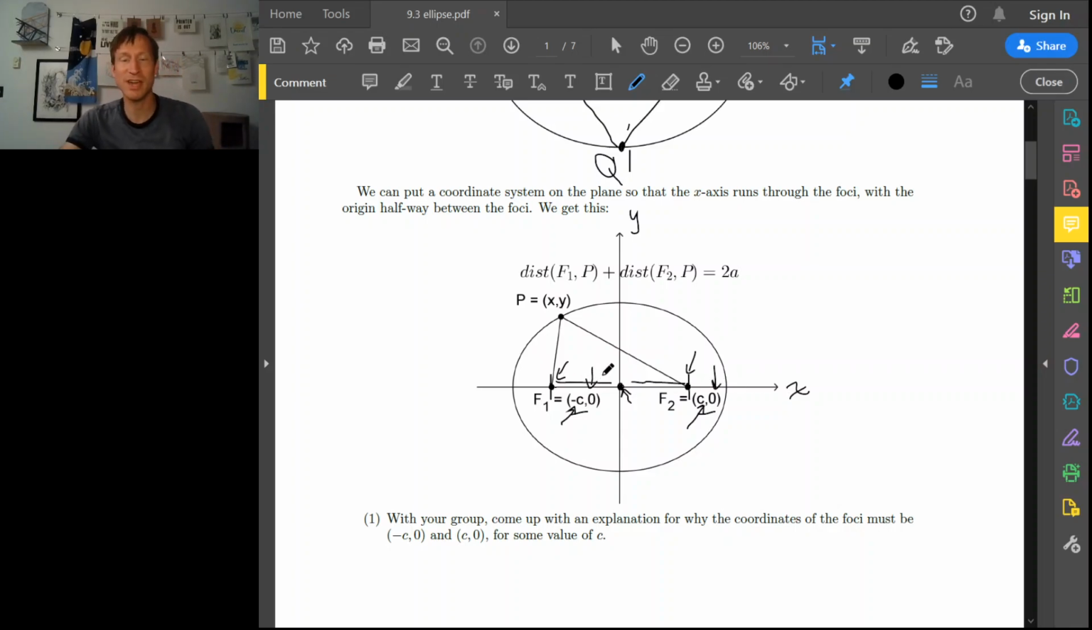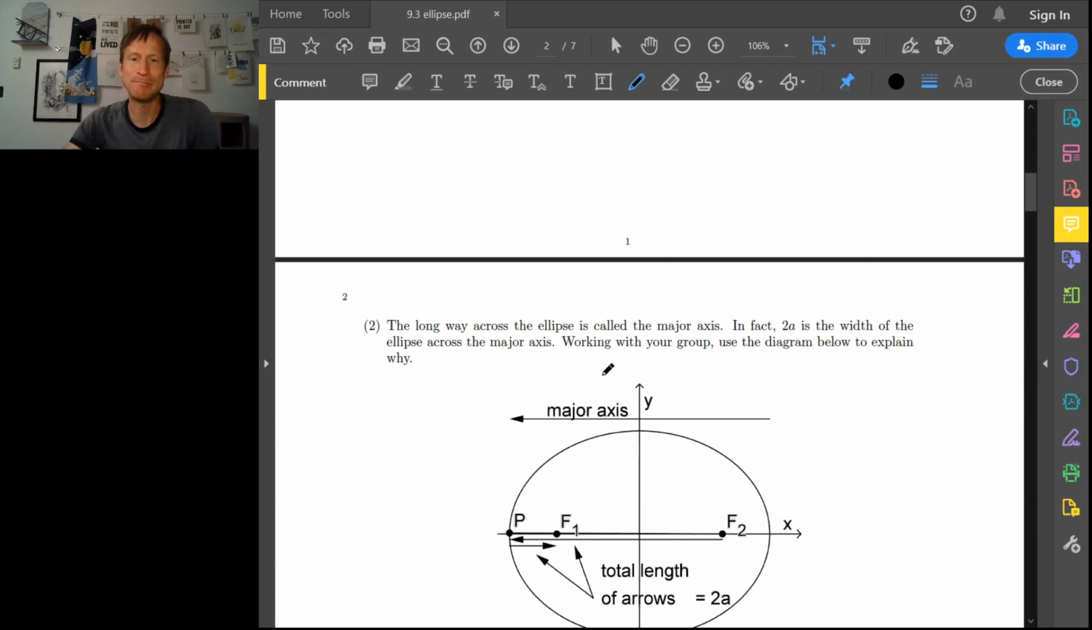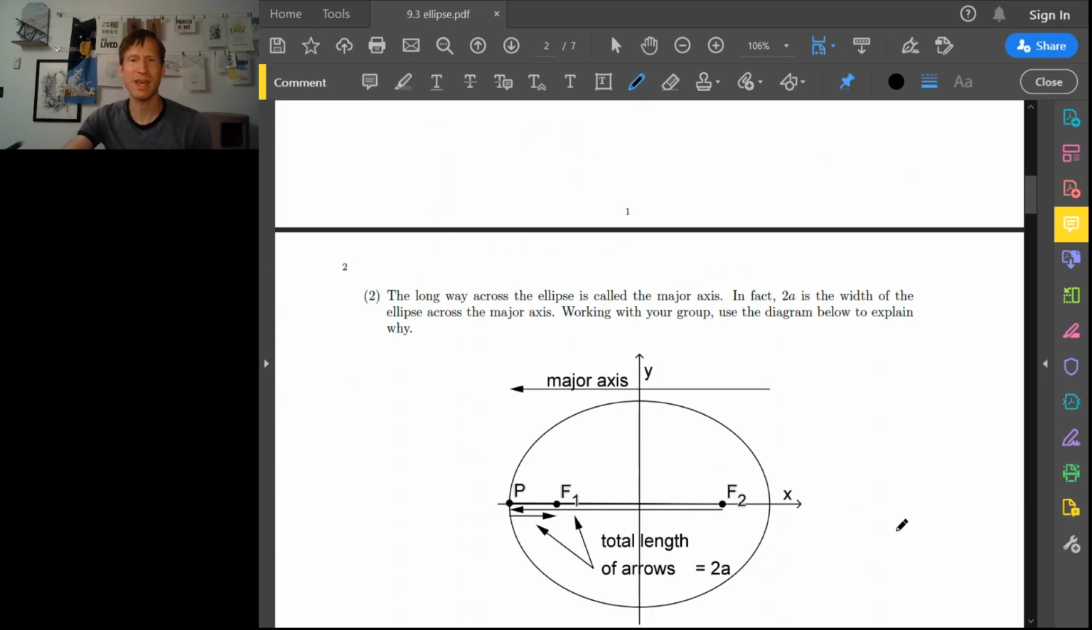All right, so let's have a look at our next issue with this ellipse. So it turns out that if you slide the point on your ellipse all the way to the left, it gives you a way of understanding what this number 2a really means. And it turns out that the length 2a is actually the distance from this far left point on the ellipse to this far right point on the ellipse.